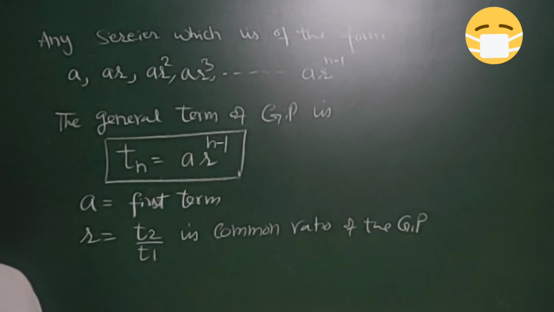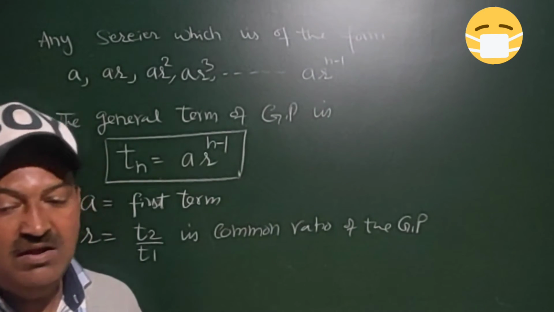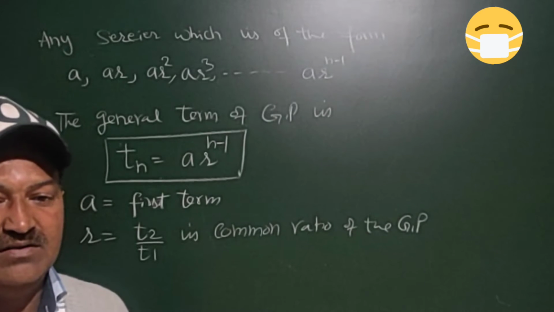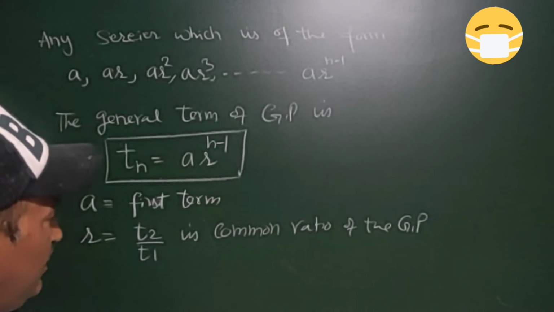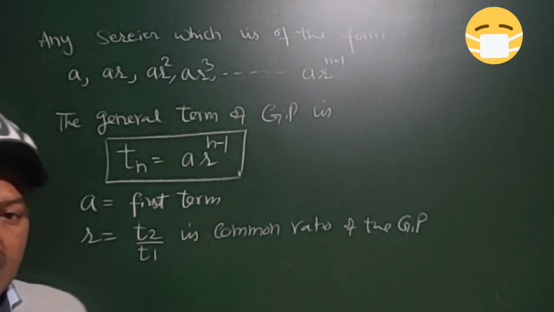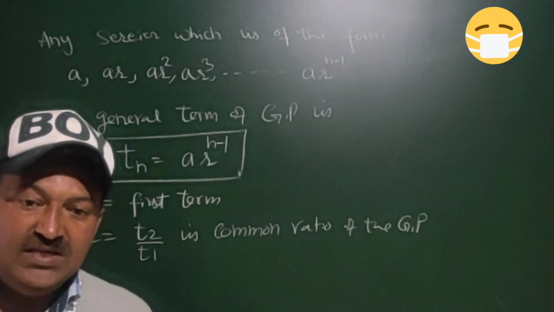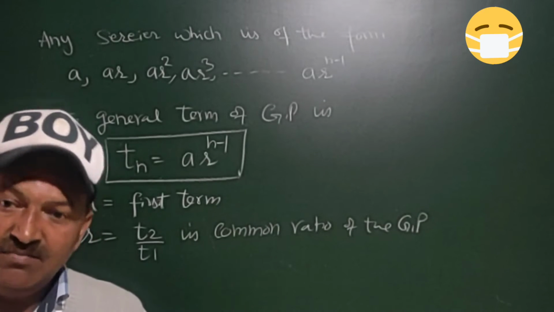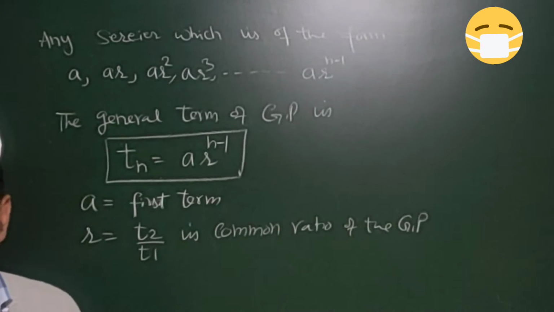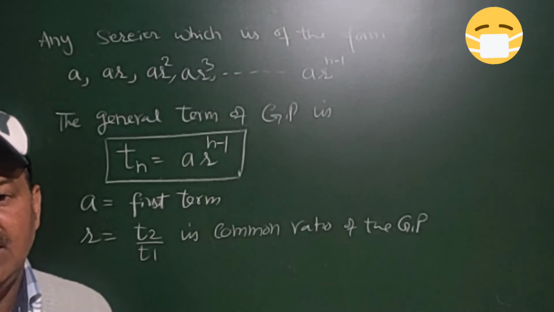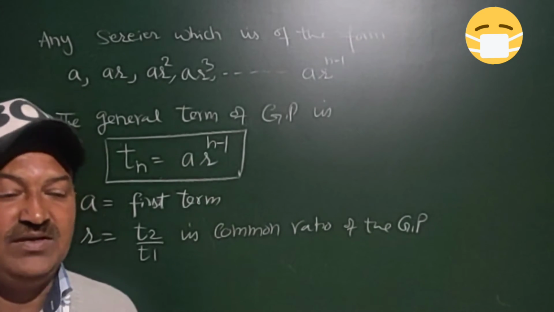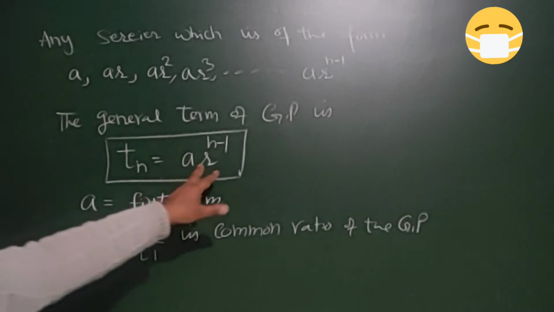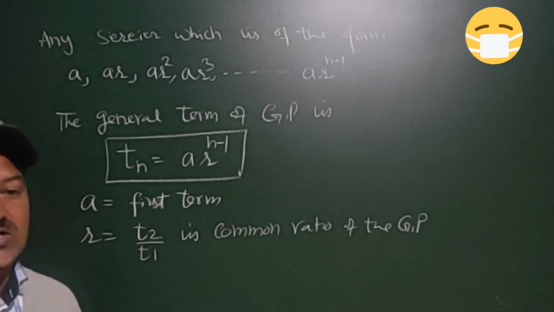We can find the common ratio by dividing the second term by the first term. It may be greater than 1, it may be less than 1. And if 3 terms are in GP, then third divided by second must be equal to second divided by first, if they are in GP. So this is the first formula, which is the general term of a geometrical progression.